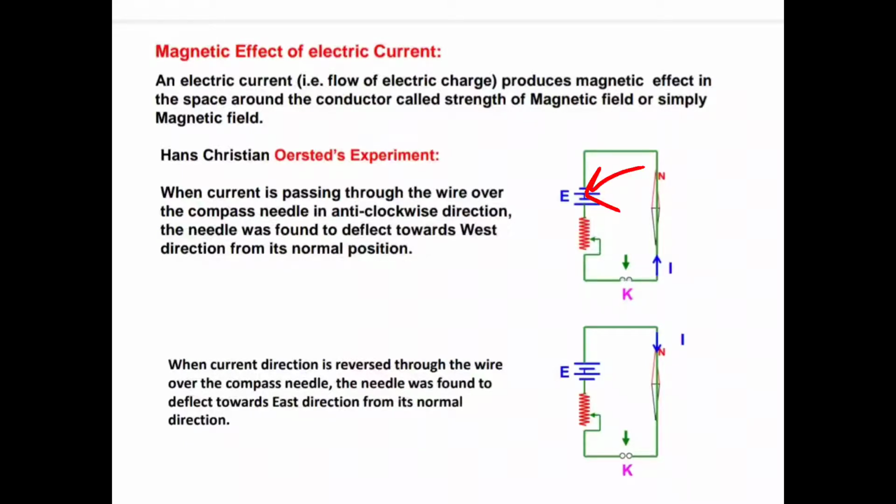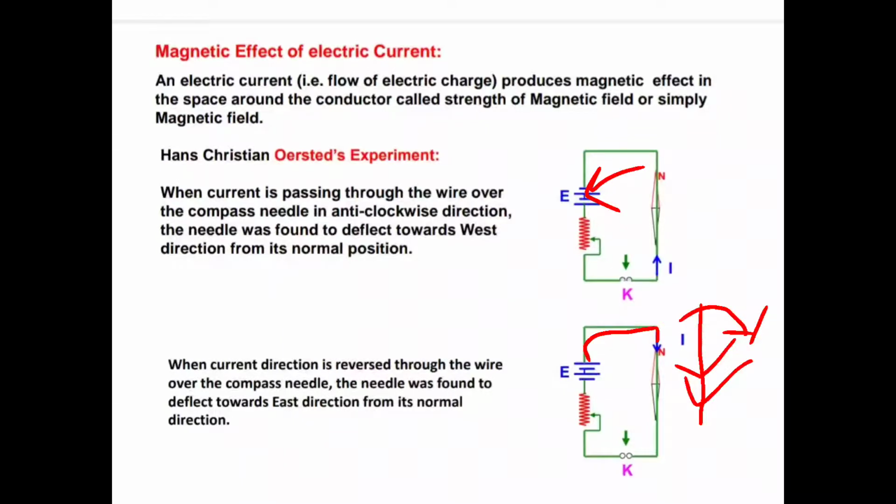And if you see in this case, the current is passing in the reverse direction. So you can observe that after the passage of the current, after some time, the needle will deflect in the other direction. But now the question arises: why does this happen? We come to know after this experiment that the current produces a magnetic field, that's why it is happening.